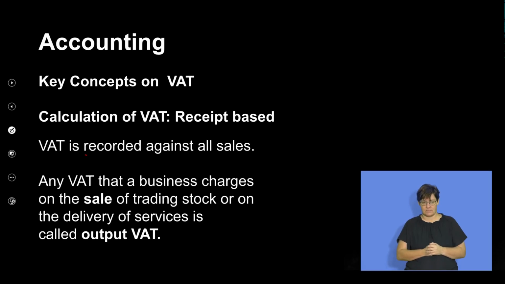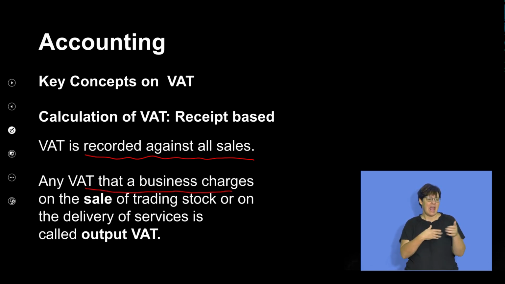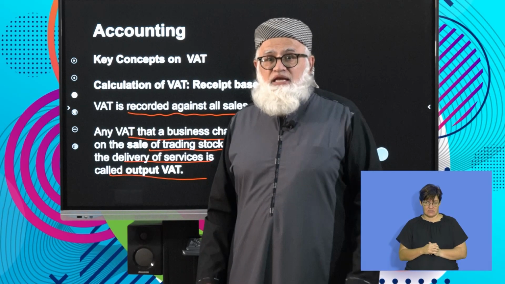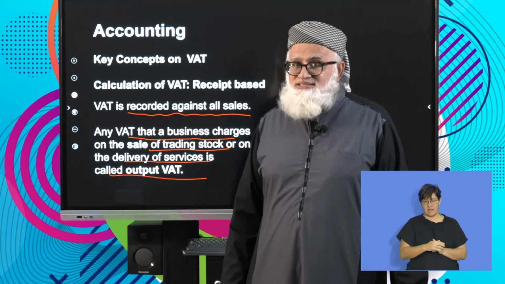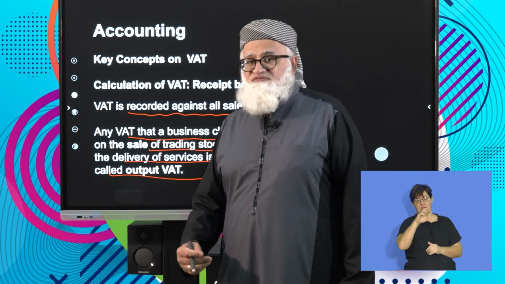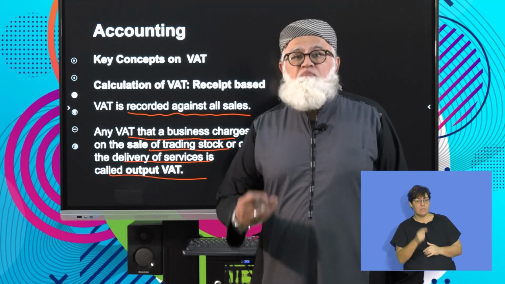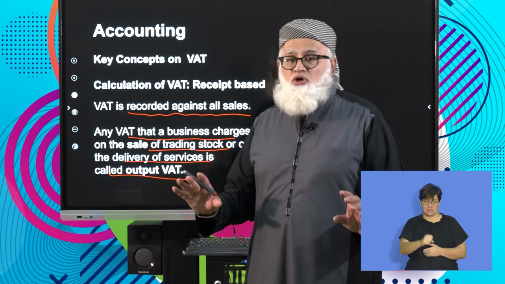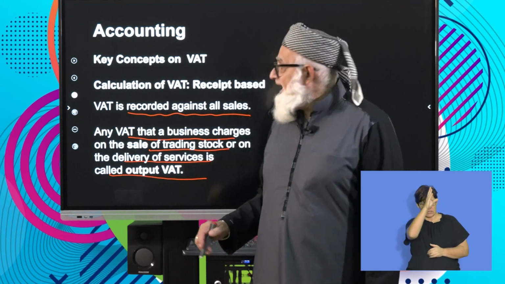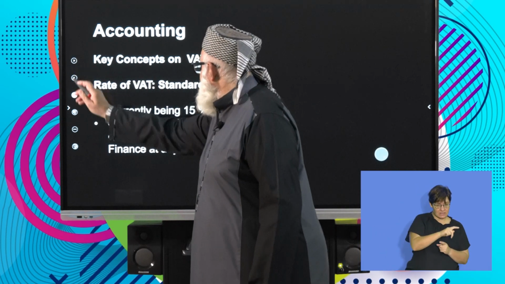Right? VAT is recorded against all sales. Any VAT that a business charges on the sale of trading stock and the delivery of services is called output VAT. In other words, we said input VAT is a VAT that you pay and you claim back from SARS, whereas output VAT is a VAT that you collect and you pay over to SARS. Okay, so keep these concepts in mind, input VAT and your output VAT.